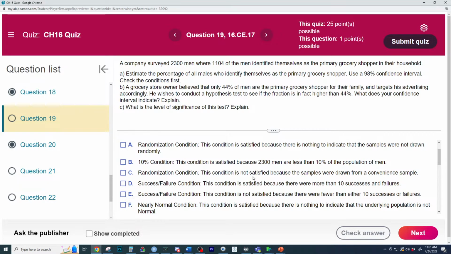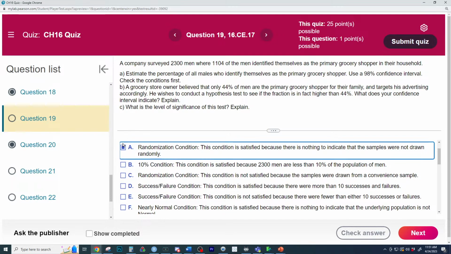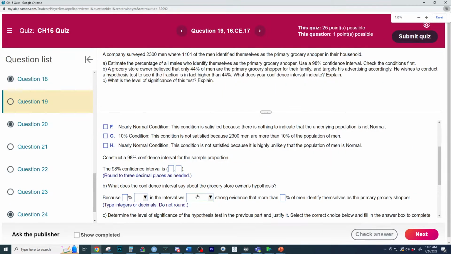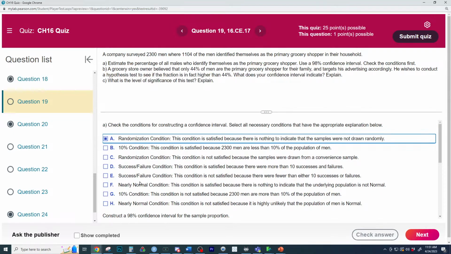So the condition is satisfied because there's nothing to indicate it wasn't random. Good. We need less than 10%. I wish they didn't jumble up the conditions right here. The 10% condition means we sample less than 10% of all the men in the population. So this condition is satisfied because 2,300 men is less than 10% of the total population of men.